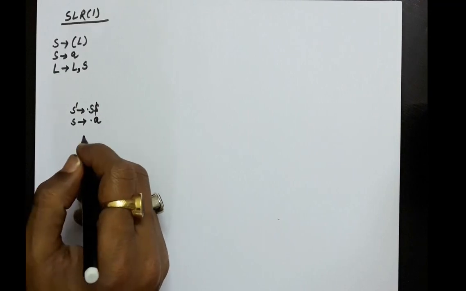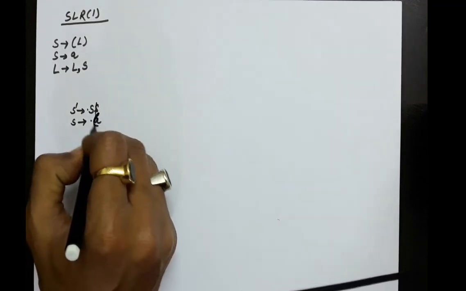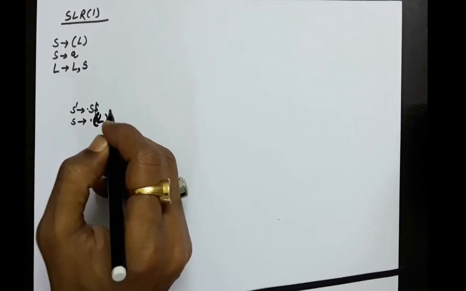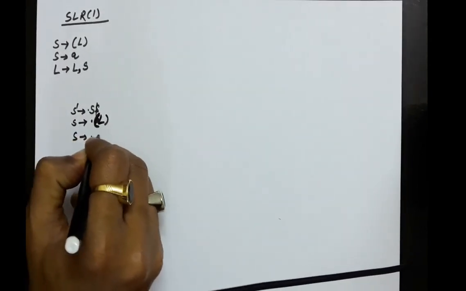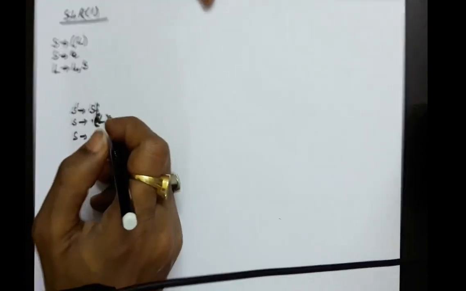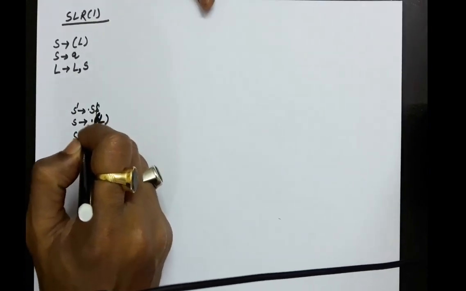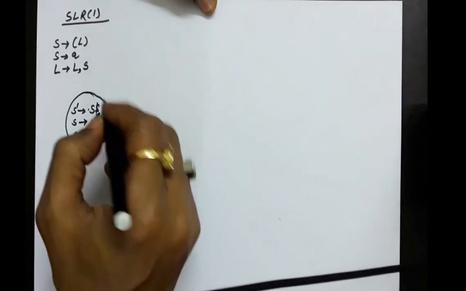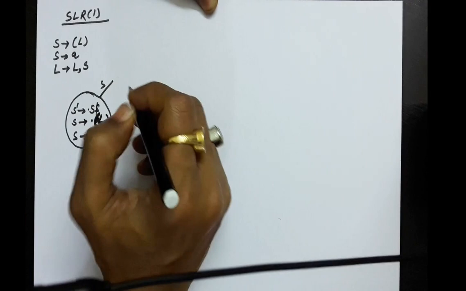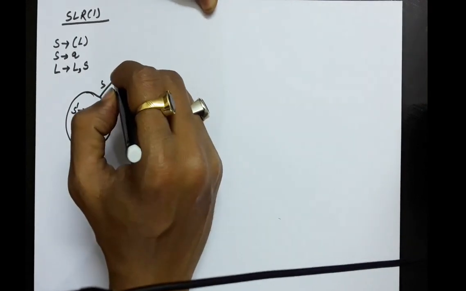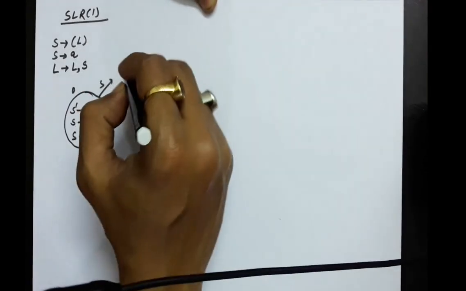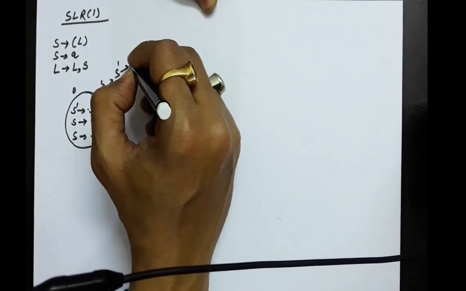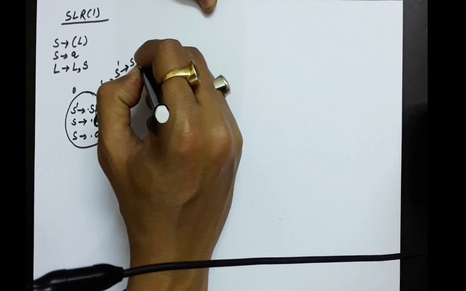There is not only one production, but actually we'll be taking this one first. S produces dot capital S and S produces dot A, fine. So after the dot there are only the terminal symbols, so in the closure item only these will be taken. Now from this let's take a capital S, and this goes to a new state. From 0 we are going to a new state. S' produces S dot and dollar.